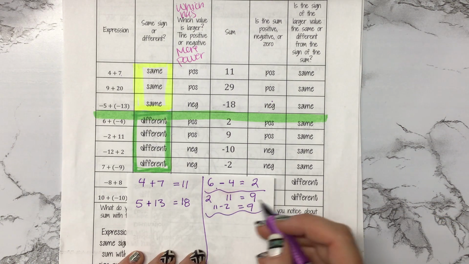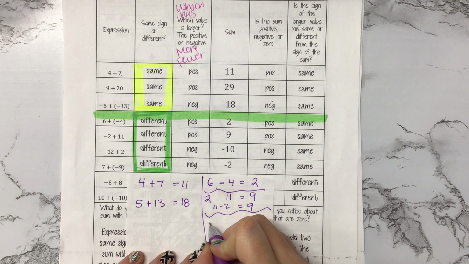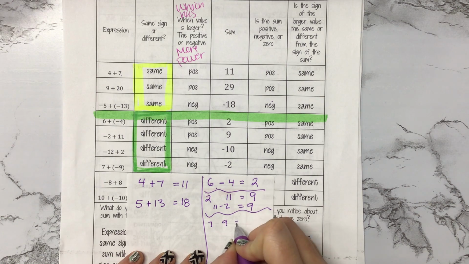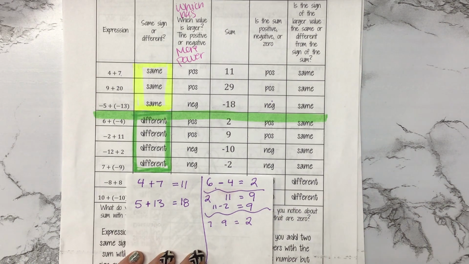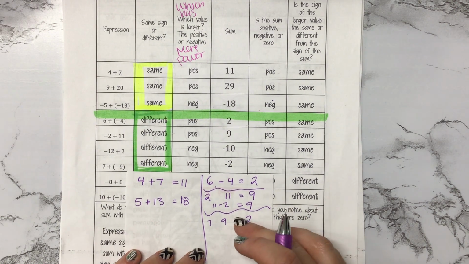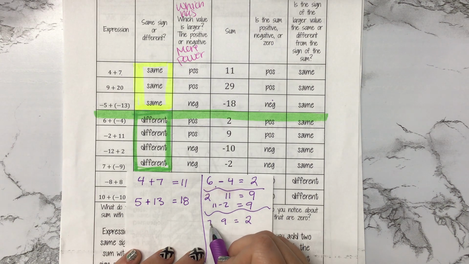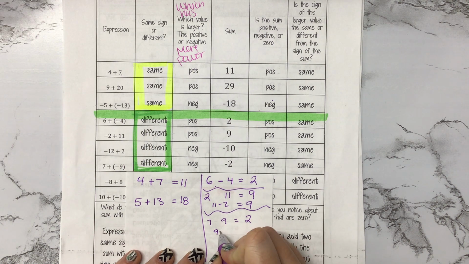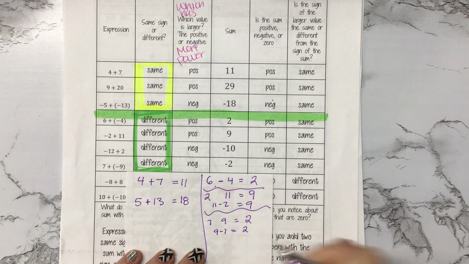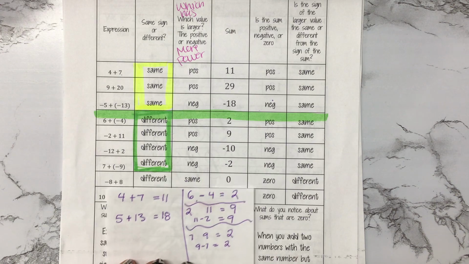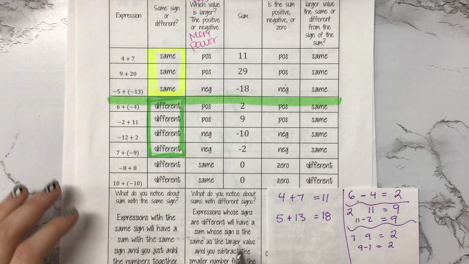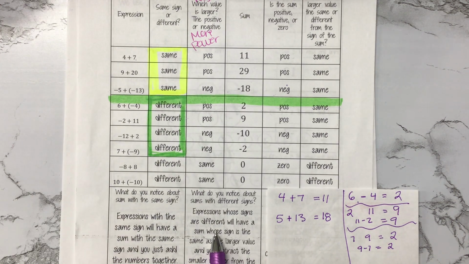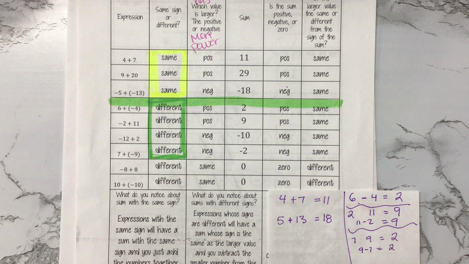Let's do one more. 7 and negative 9. We got to 2. So ignoring the negatives for a second, just thinking about those base numbers, between 7 and 9, 9 minus 7 is 2. So I'm actually subtracting when I do those. So expressions whose signs are different keep the sign that has the more power, but you actually subtract the big number minus the small number.